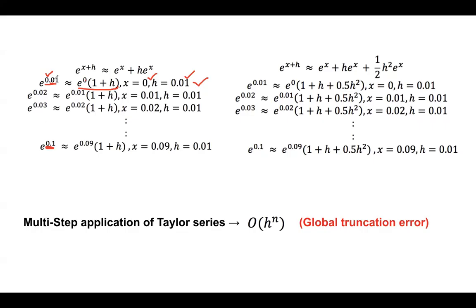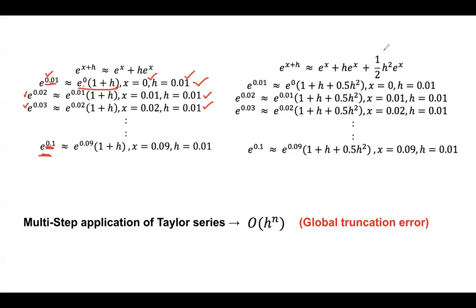So what we do is, from e raised to 0, you apply one Taylor series expansion, you get e raised to 0.01. You apply Taylor series expansion again, so you put e raised to 0.01 here, the step size remains the same. Then you get e raised to 0.02. From e raised to 0.02, you can calculate e raised to 0.03 with the same step size. Like this you can go from 0.01, 0.02, 0.03, finally landing at 0.1. This is when you're using two terms of the Taylor series expansion.